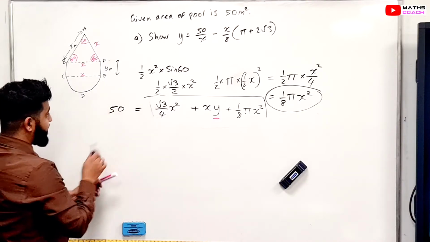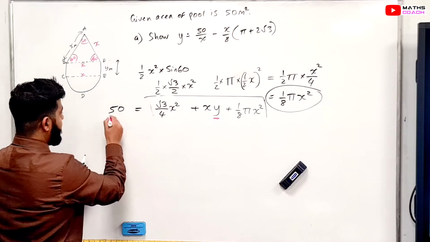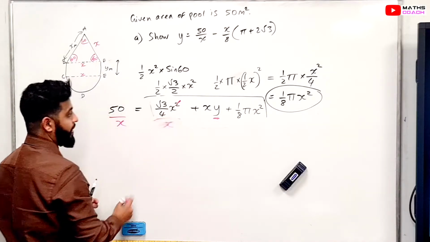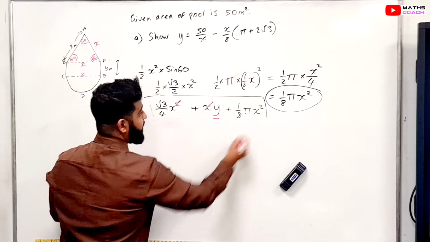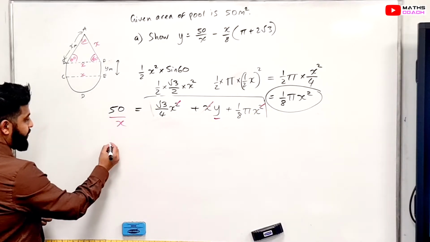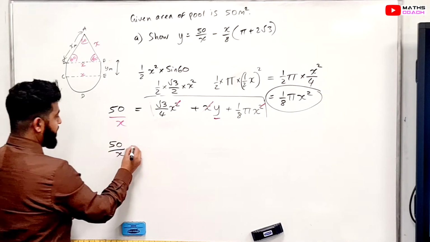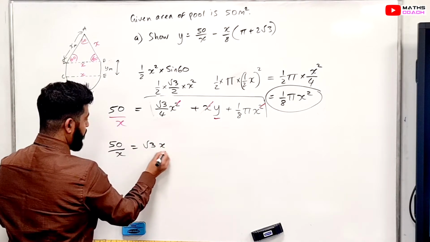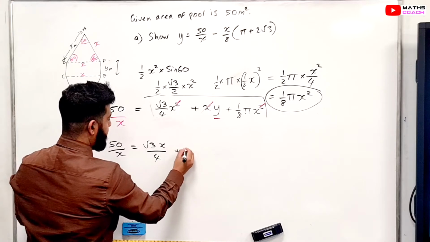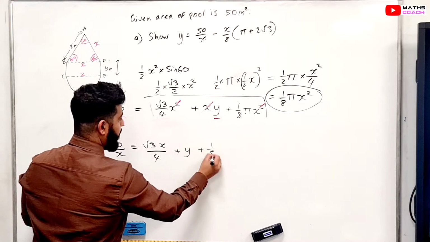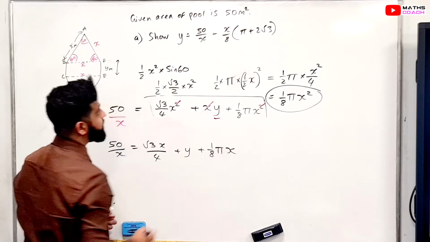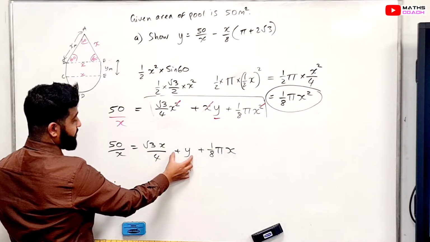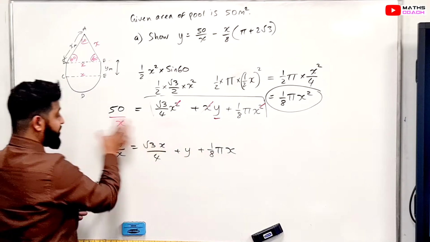So if we divide this throughout by x, when we divide this by x, we can just cancel that. We can cancel that, and we can cancel that. So what we're left with, 50 over x is equal to root 3 x over 4 plus y plus 1 over 8 pi x. And now if you look at this, you can see that we can make y the subject by leaving it here and taking all of these to the other side.